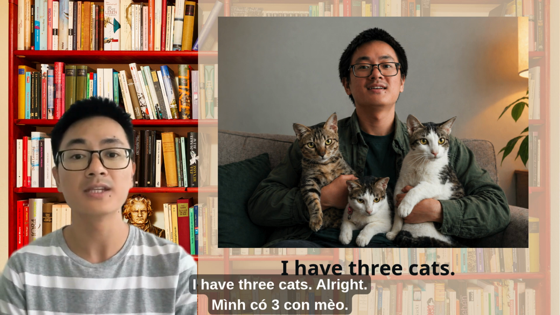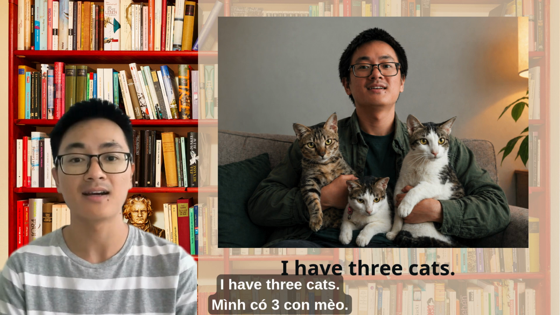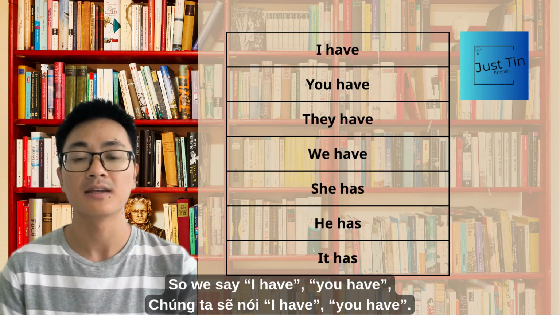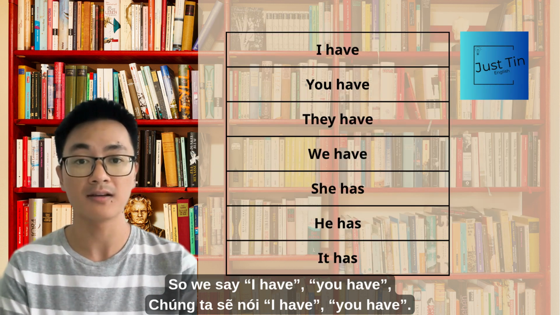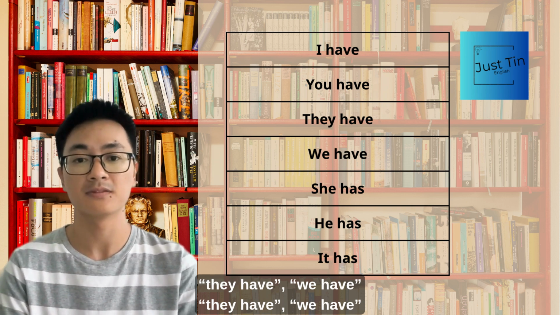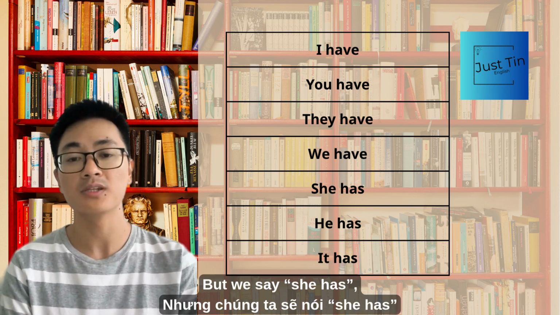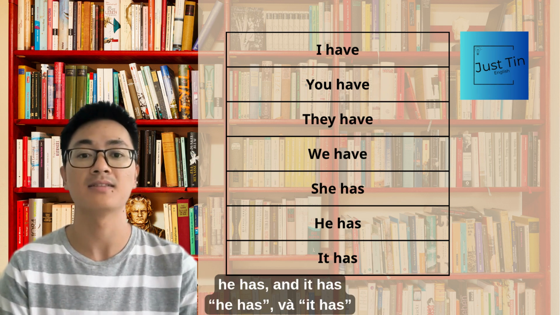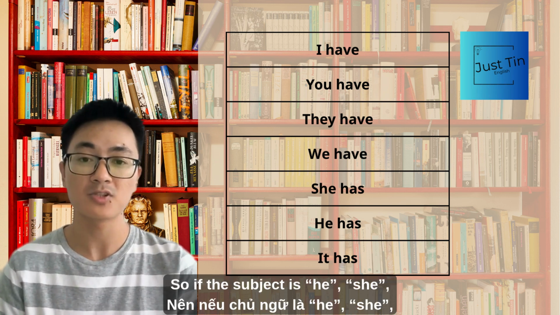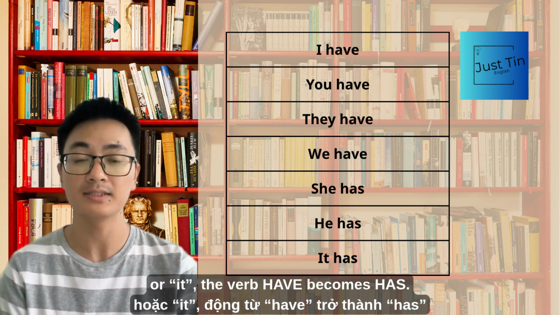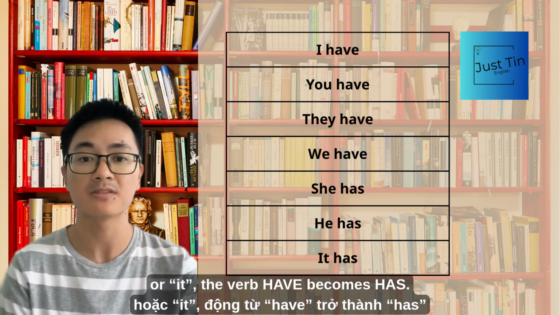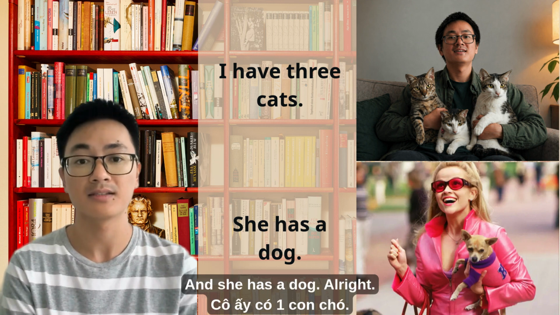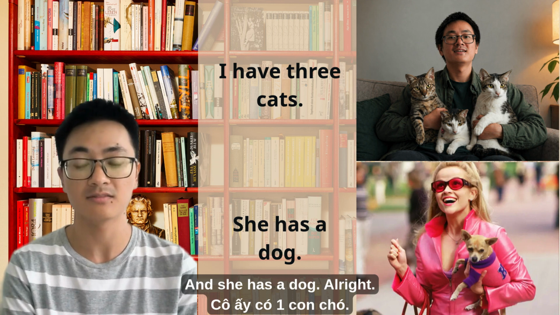Today we are going to look at one common word in English, the verb have. Okay, let's look at the examples. I have 3 cats. So we say I have, you have, they have, we have. But we say she has, he has, and it has. So if the subject is he, she, or it, the verb have becomes has. I have 3 cats, and she has a dog.